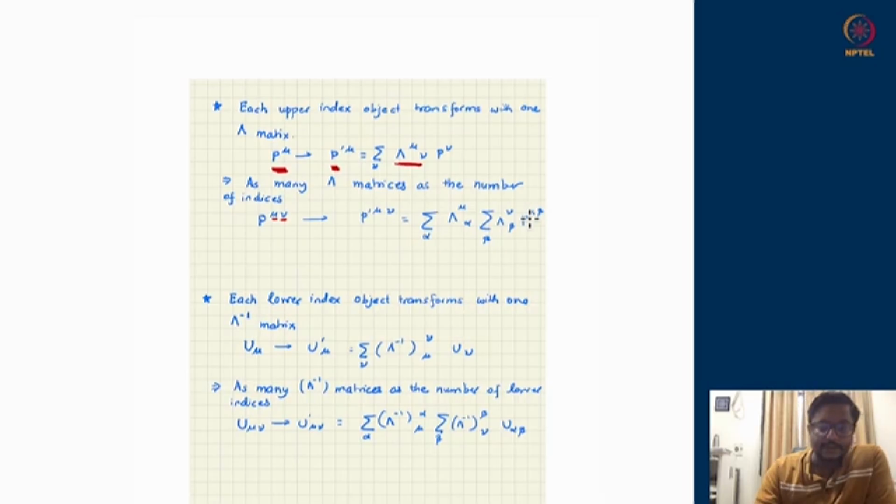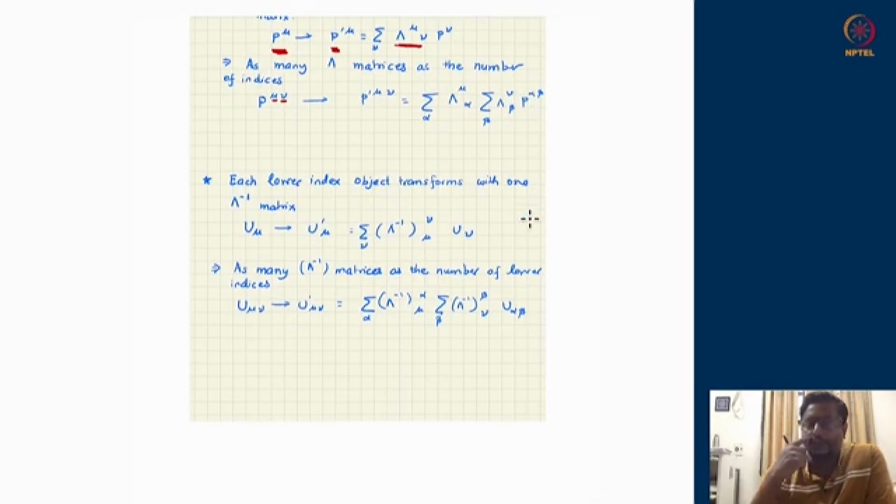The similar kind of thing is true for lower index objects as well. We have seen that coordinate derivatives transform with the inverse of lambda. So all lower index objects transform with a lambda inverse matrix. And this time the upper index gets summed over. Previously the lower index was getting summed over and the upper index remained intact. This time the lower index will remain intact and the upper indices will be summed over, and the matrix will be replaced by lambda inverse.